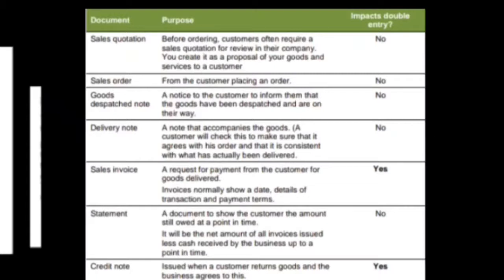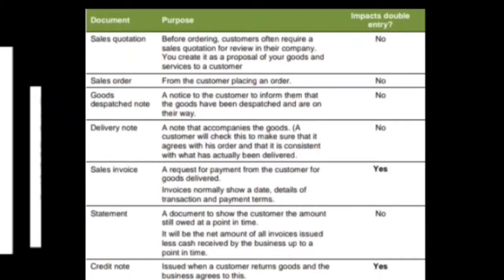Then delivery note. When the goods are dispatched and reach the premises of the buyer, he has a note along with the goods that this is the price of the goods and this quantity has been delivered to you. Then sales invoice.